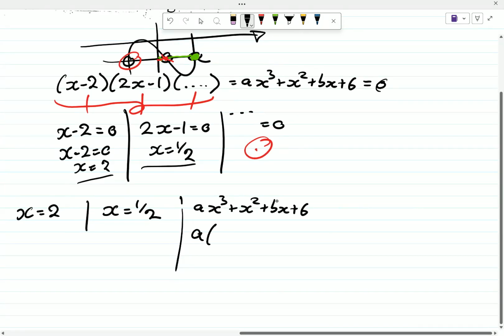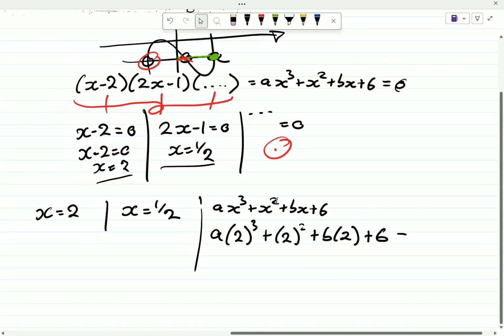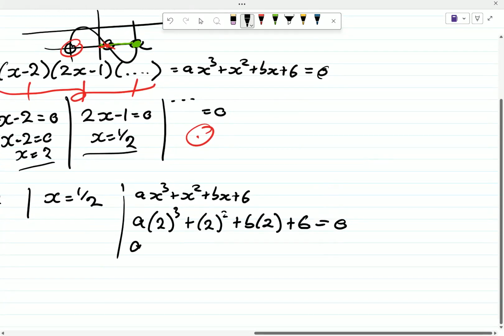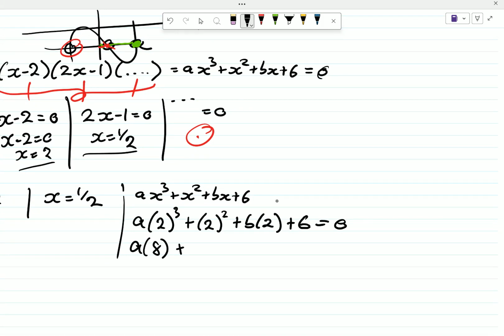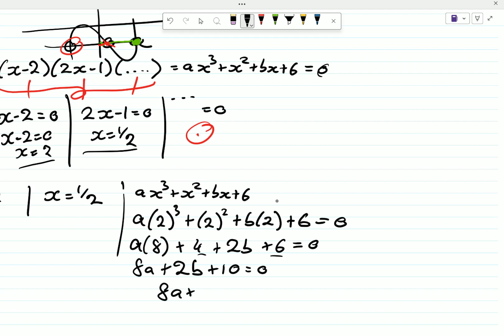So if we sub in x equals 2, we get a times 2 cubed plus 2 squared plus b times 2 plus 6, and we know that's equal to 0. It's always equal to 0 if you sub in a root. So 2 cubed is 8, 2 squared is 4, that's just 2b, and that's 6, equal to 0. So that's 8a plus 2b, and 4 plus 6 is 10, equal to 0. We say that's 8a plus 2b equal to minus 10.